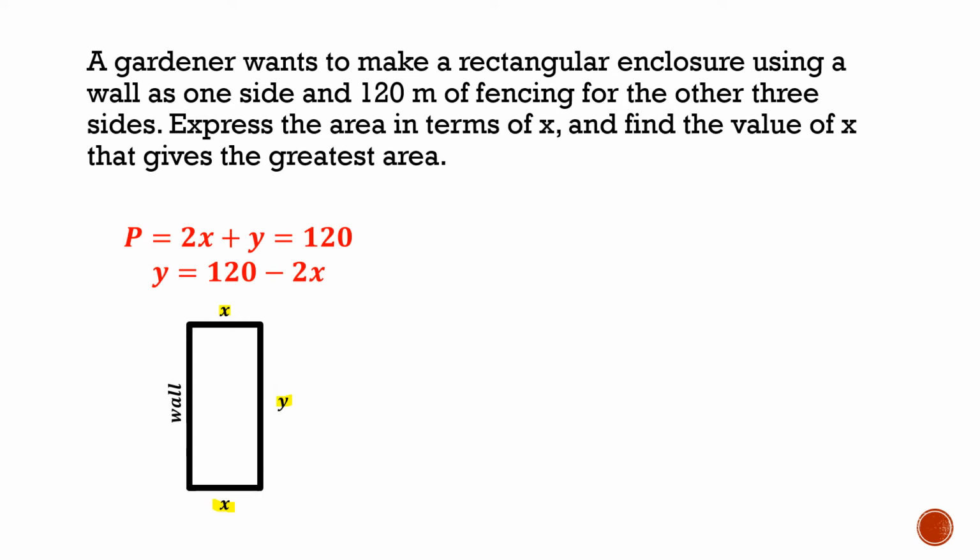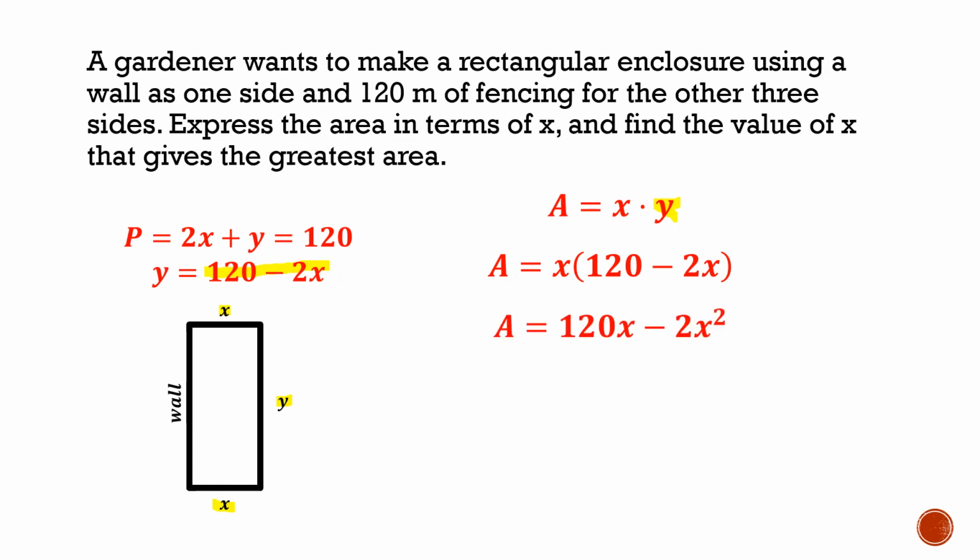Now, the actual problem is asking us for area, so I'm going to start with the area formula, and I have area equals x times y. Now, remember, I don't want to have two variables when trying to optimize, so I'm going to take out this y, and replace it with this 120 minus 2x. So I get area equals x times (120 minus 2x). Now, if I distribute it in, I get area equals 120x minus 2x squared, and that is my area in terms of x.